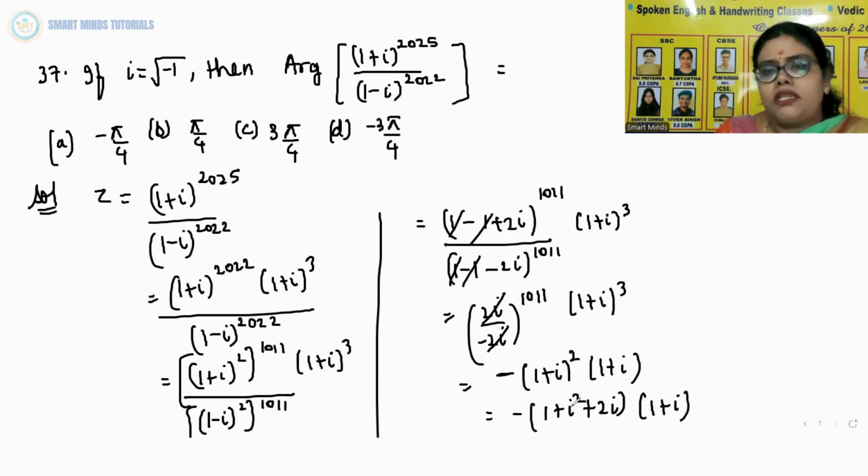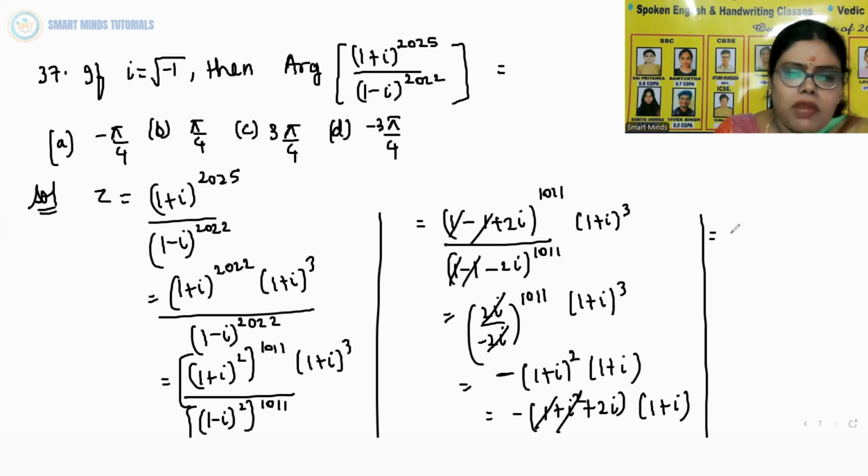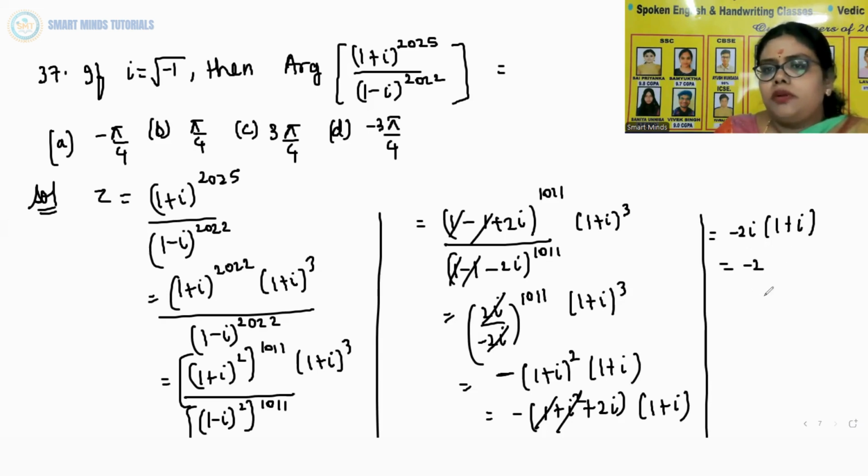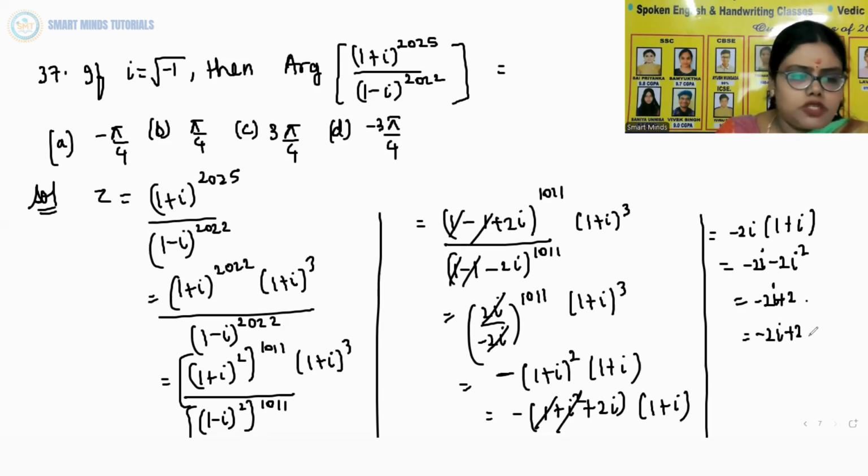Now i square is minus 1. So plus 1 minus 1 cancel. So that is minus 2i into 1 plus i. So that is minus 2 minus 2i square. That is minus 2 plus 2. Oh, this is minus 2i. This is minus 2i. So this is equal to minus 2i plus 2. Or you can write this as 2 minus 2i.